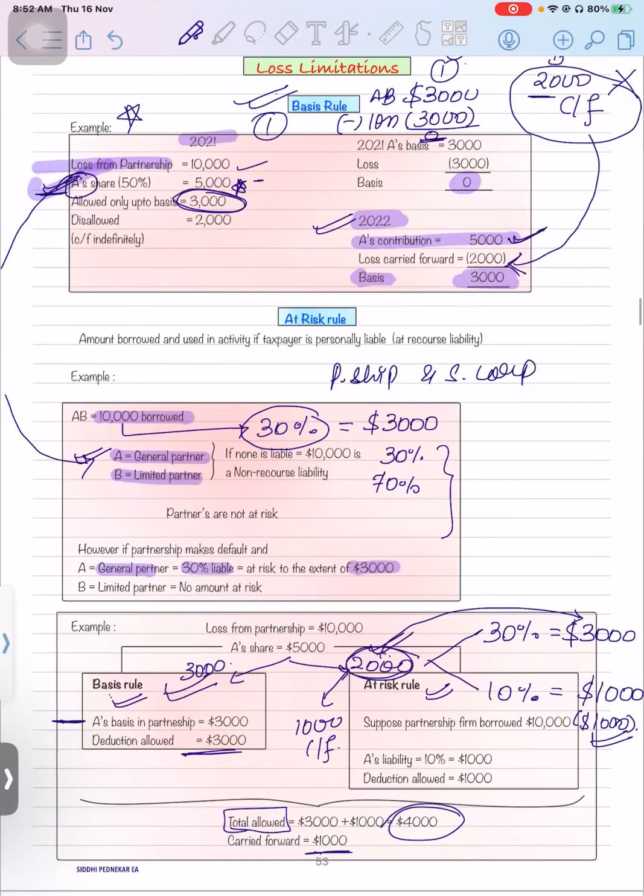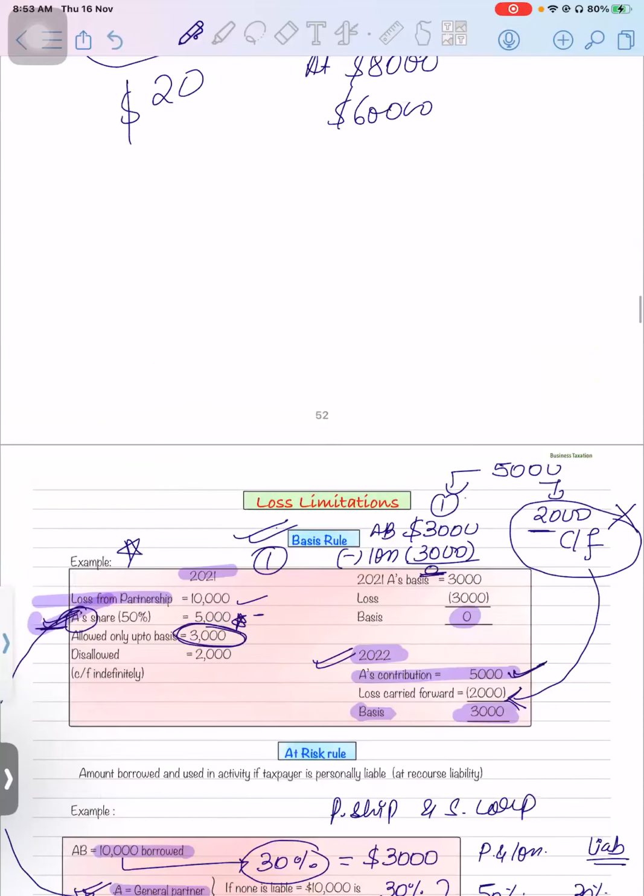Now, sometimes it will happen. See, Mr. A and Mr. B both will be 50-50% partners when it comes to sharing the profit and loss. But when it is a question of sharing the liabilities, they can change the percentage. They can have 30%, 70%. Got it? So, any other question, guys?